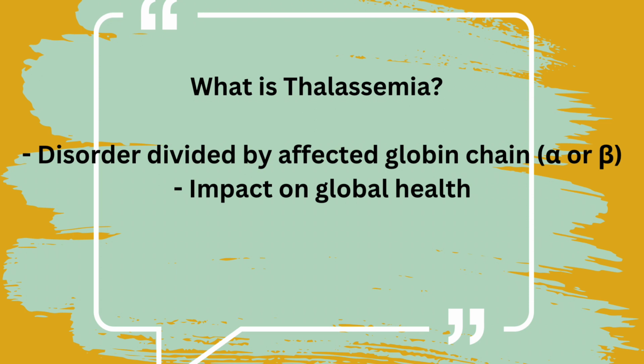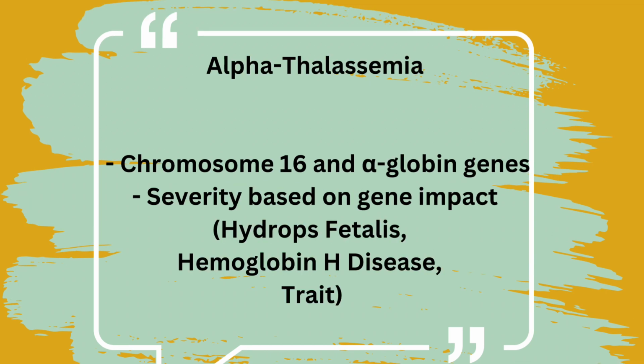These thalassemia disorders are divided based on the affected globin chain, alpha or beta. Alpha thalassemia arises from issues with the alpha globin genes on chromosome 16. The severity depends on how many genes are affected. Hydrops fetalis: all 4 genes are inactive, leading to fatal outcomes either in utero or shortly after birth.